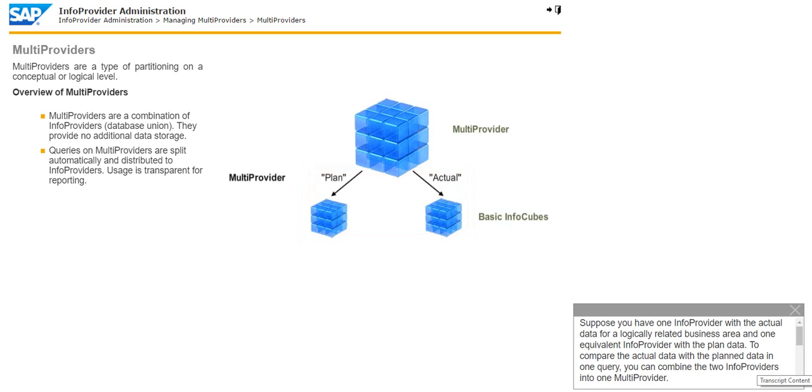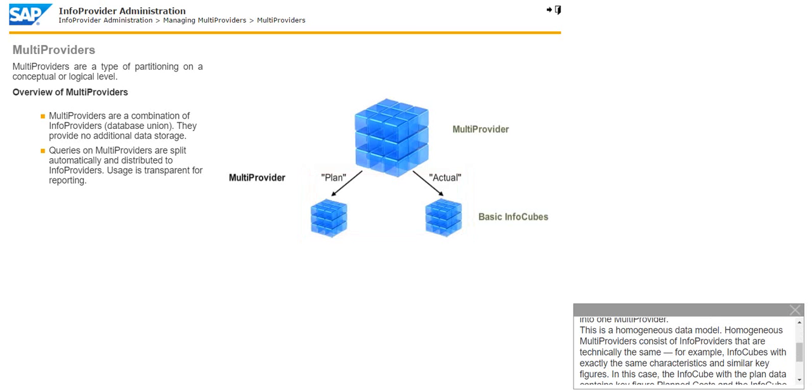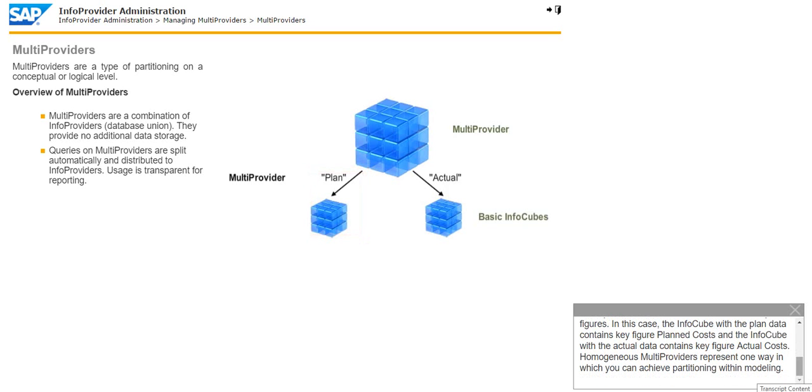Homogeneous multi-providers consist of info providers that are technically the same. For example, InfoCubes with exactly the same characteristics and similar key figures. In this case, the InfoCube with the planned data contains key figure planned costs and the InfoCube with the actual data contains key figure actual costs. Homogeneous multi-providers represent one way in which you can achieve partitioning within modeling.